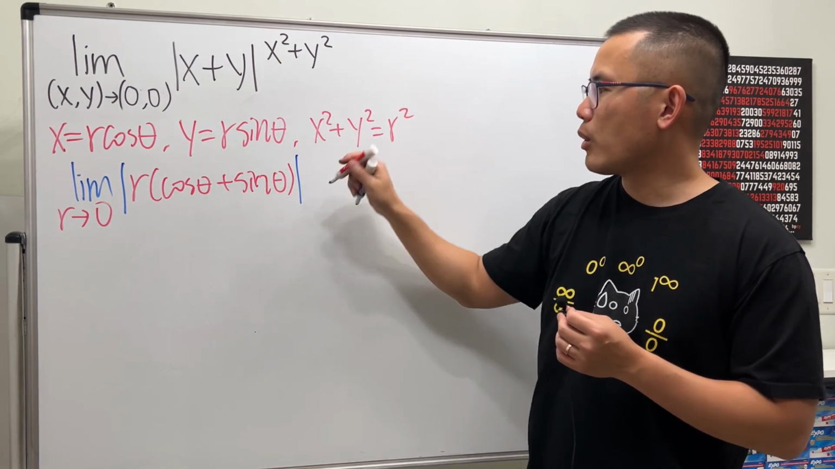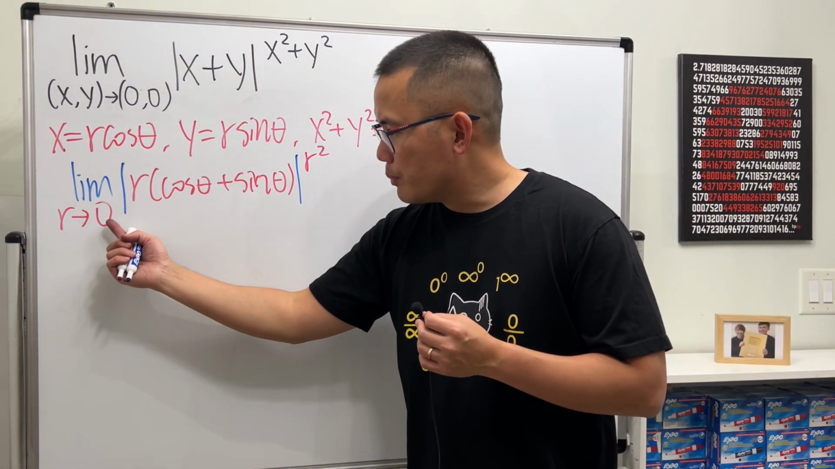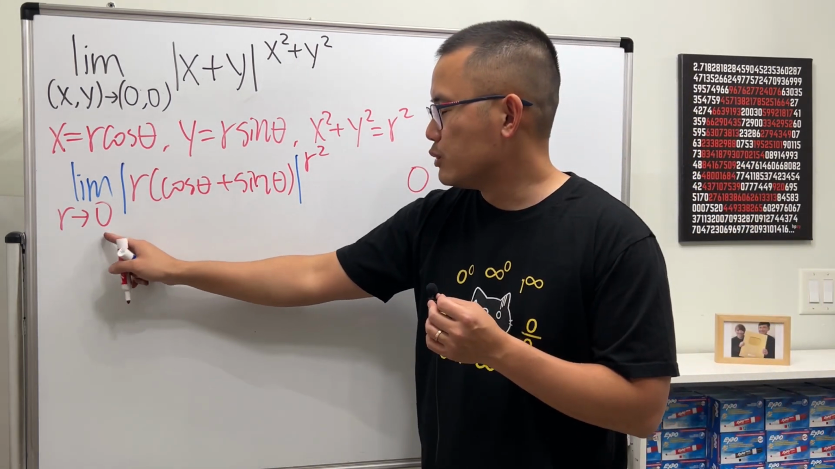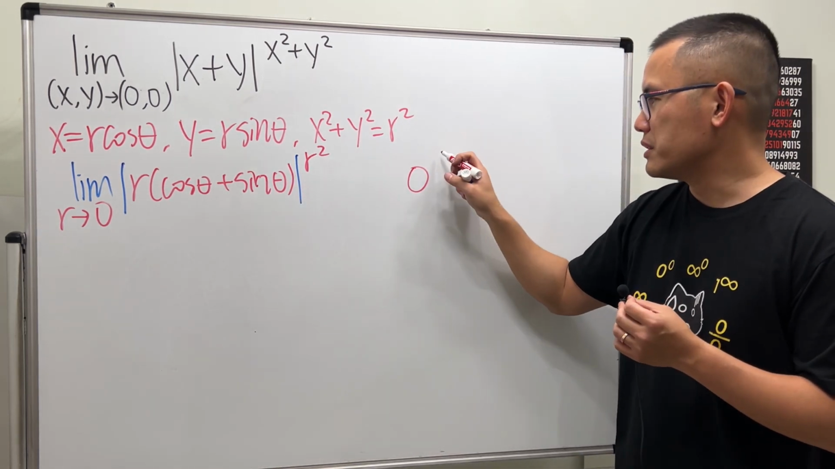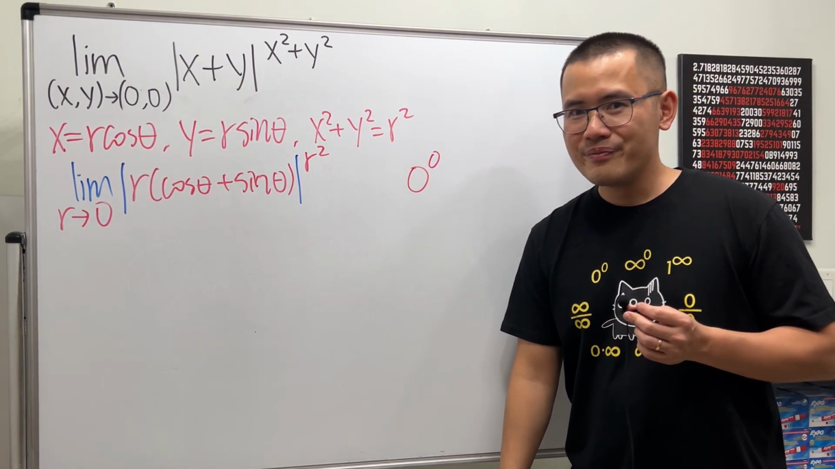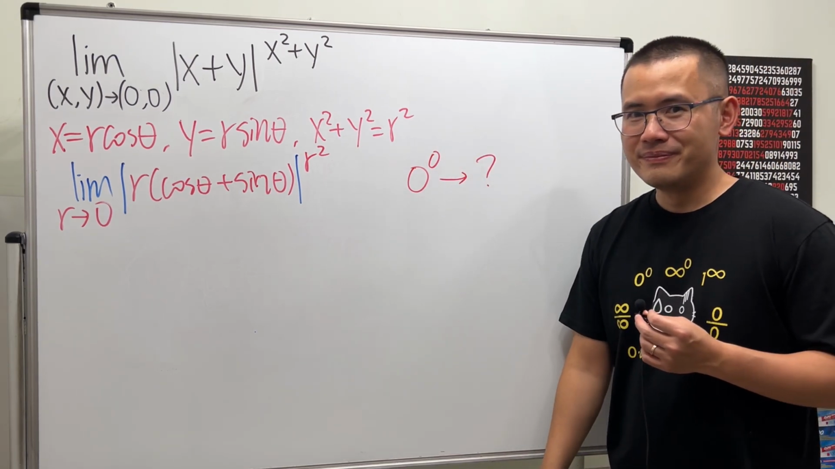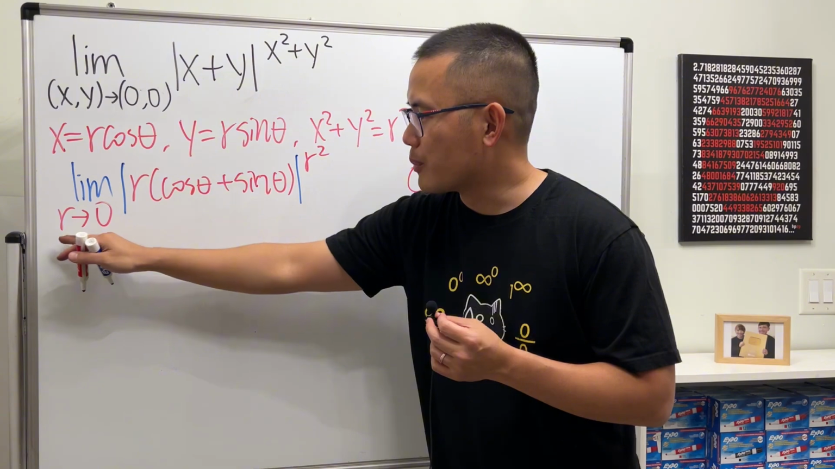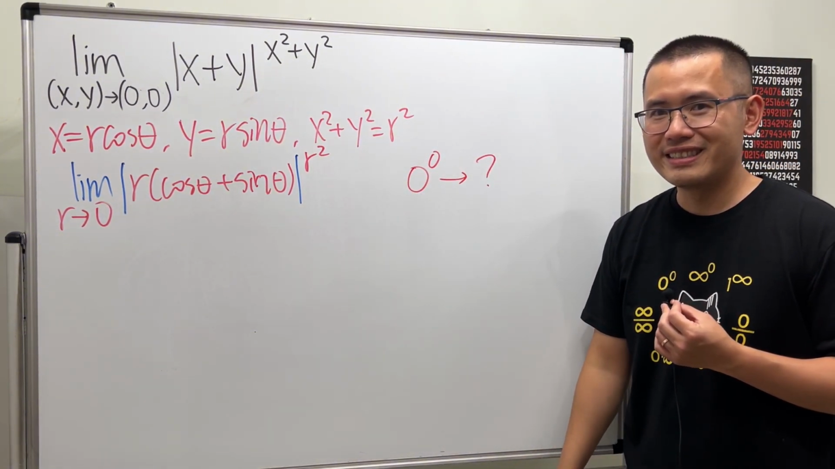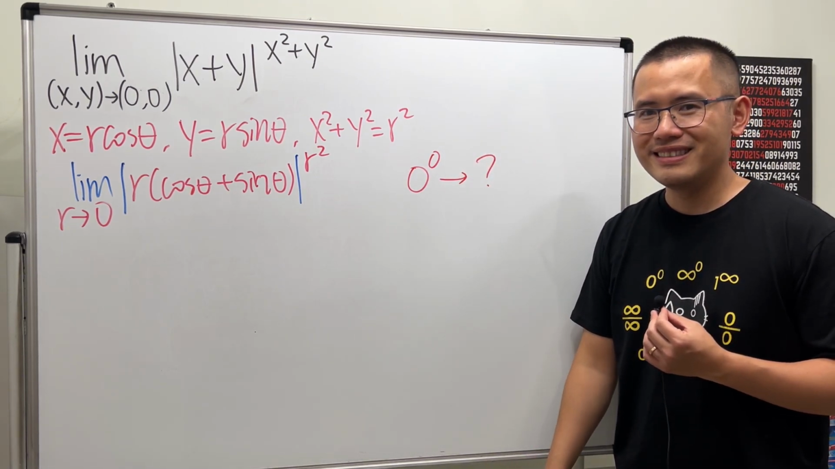And then raised to the power of r squared now. Okay, cool. Now, if we put 0 for this r, 0 times this, we get 0. And if we put 0 in here, we get 0 squared, which is 0. And we have 0 to the 0 power. Now what? Well, unfortunately, this is an indeterminate form. Even though we just have r approaching 0, we cannot draw any conclusion yet unless we do more work. This could be 1, it could be 0, it could be e, and so on, right?